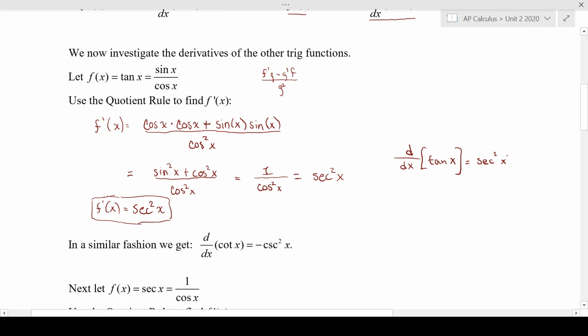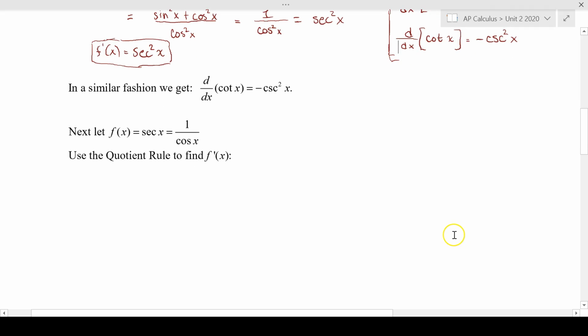All right? And this other note says, in a similar fashion, we could have found the derivative of cotangent x. And what would have happened is there would have been a little sign change in there, and you would have got negative cosecant squared x. So these are the first two that we'll try to put in our brains for the day. Okay? We'll do another one.